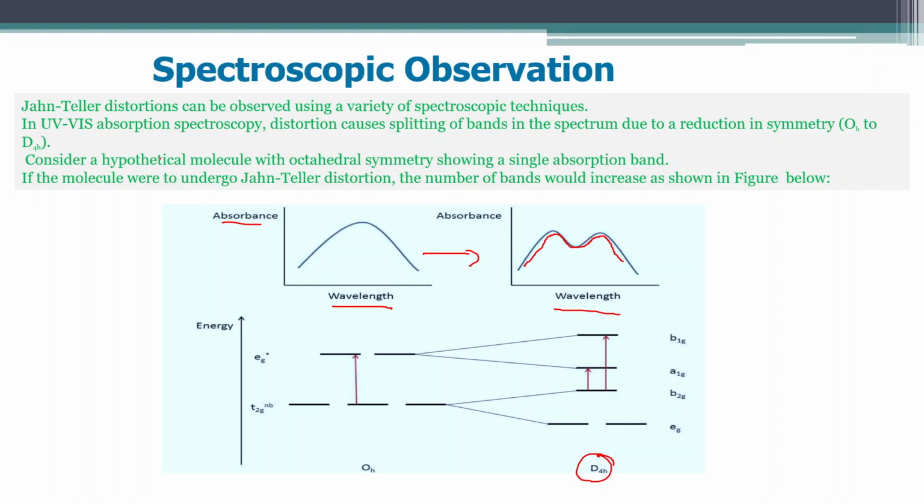And consider the hypothetical case of Oh symmetry showing a single absorption band. If the molecule is undergoing Jahn-Teller distortion, the number of bands will increase by 2. There will be a single band in pure octahedron, and there will be a double band in the D4h point group, which shows Jahn-Teller distortion.